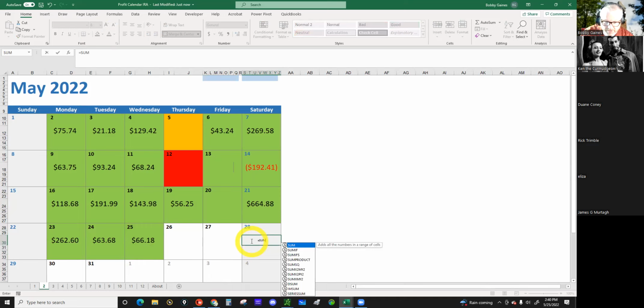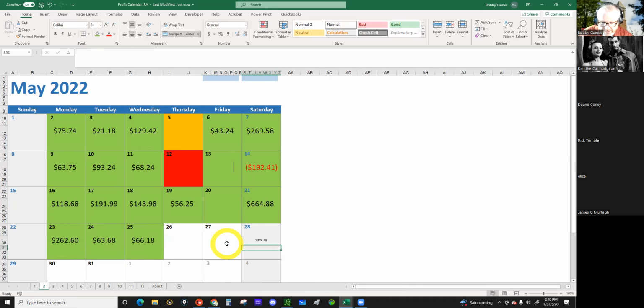Equal sum of, see how our week's going. Let's add all this together. So we have made $392 in. Make that big. Oh, dang it. All right, I'll fix it later. 392.46 on the week. All right, so that's a good one.